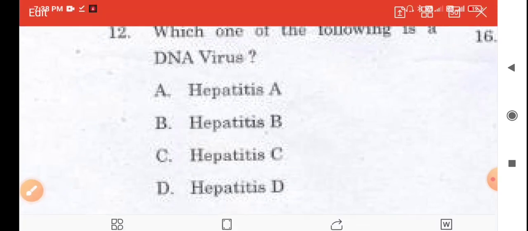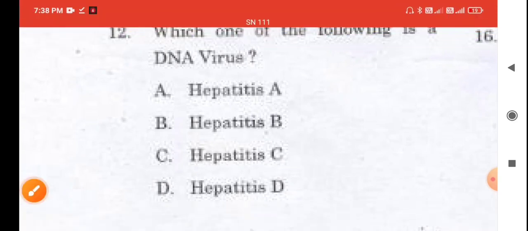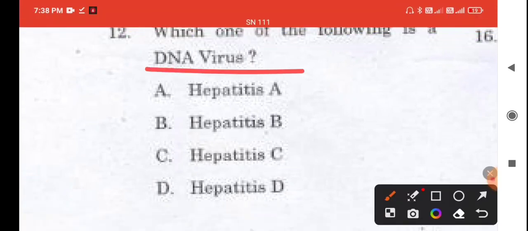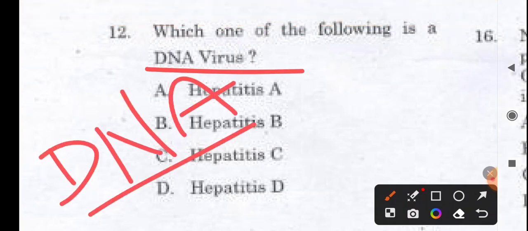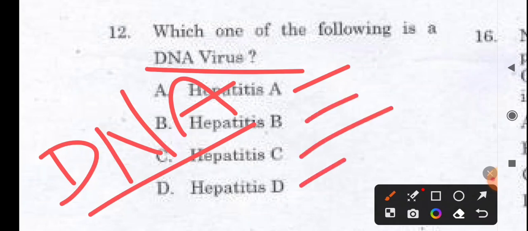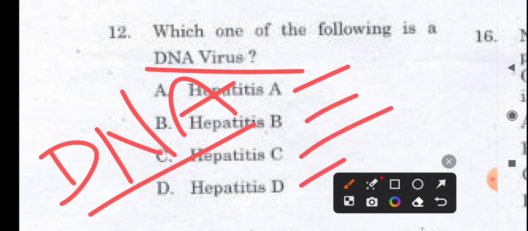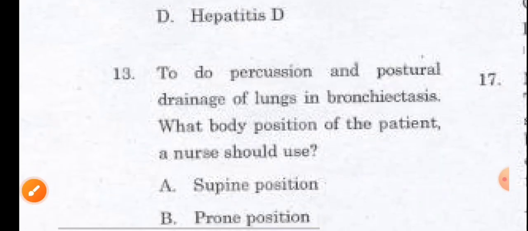Which of the following is a DNA virus? So please comment this answer: DNA virus. Options: hepatitis A, hepatitis B, hepatitis C and D. So which of the following is a DNA virus?